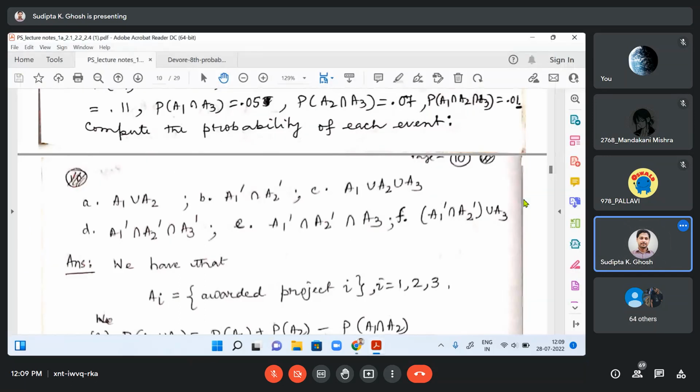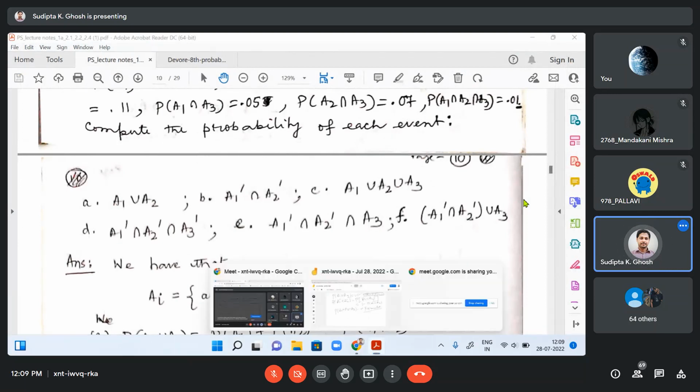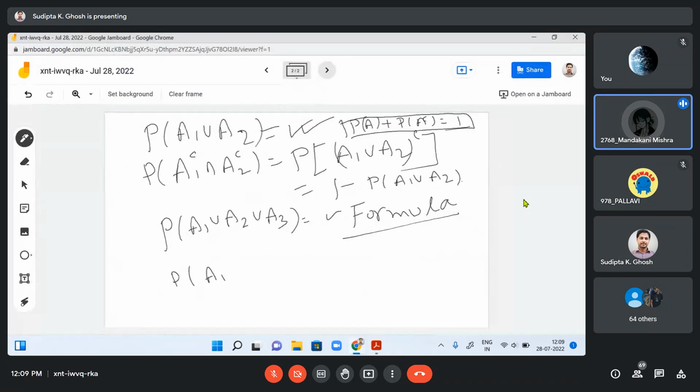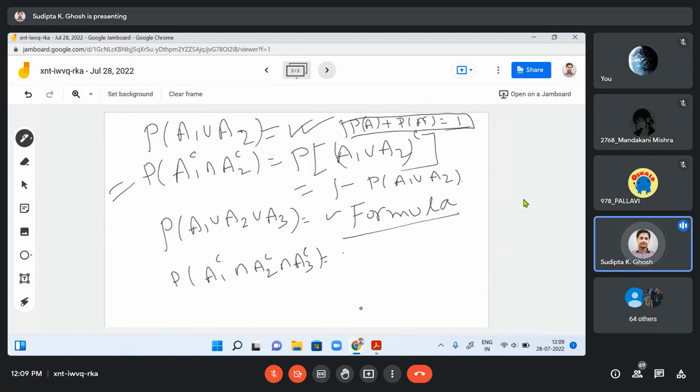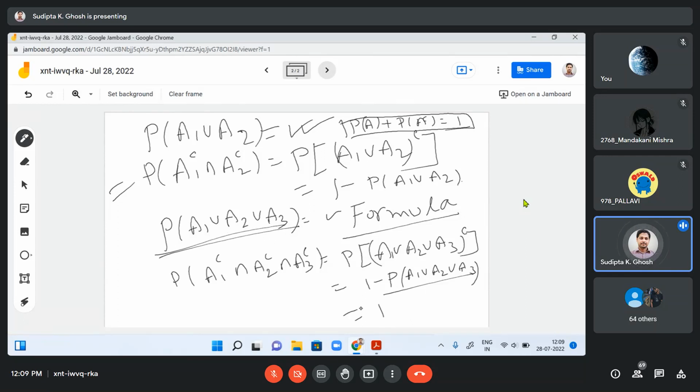Now coming to A1 complement intersection A2 complement intersection A3 complement. Can you find this number? Like we did with De Morgan's, we will use De Morgan again. You can write it as A1 union A2 union A3, whole complement, which is 1 minus probability of A1 union A2 union A3. You know this number from before, so you just put it in and finally you will get the answer. Is it fine for everyone?